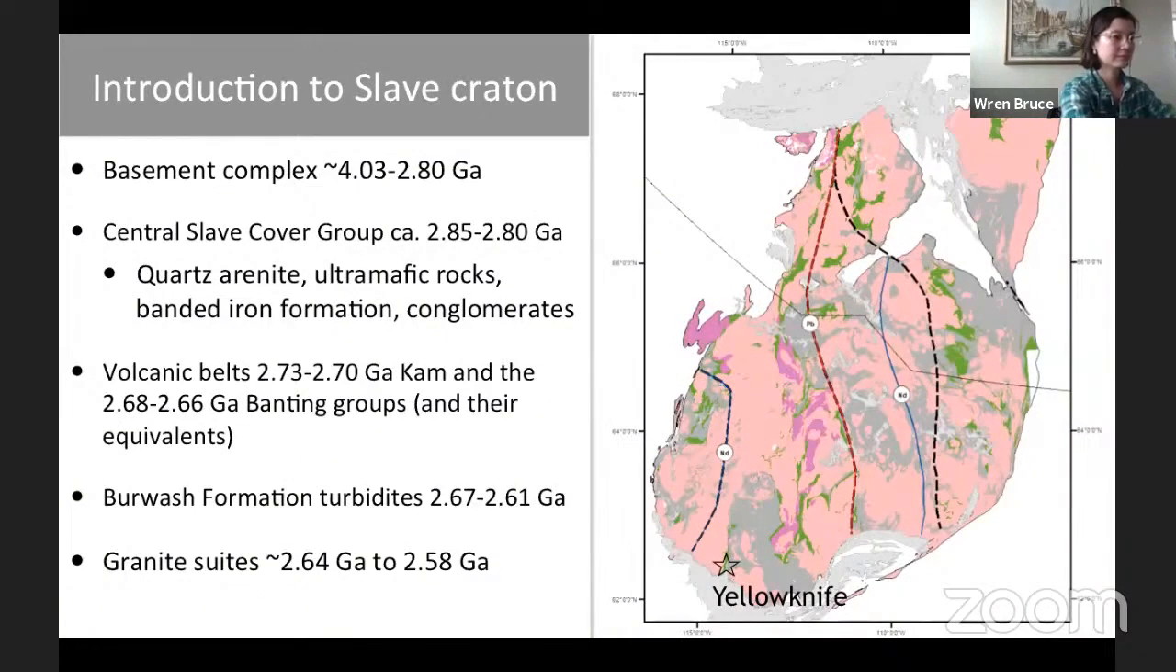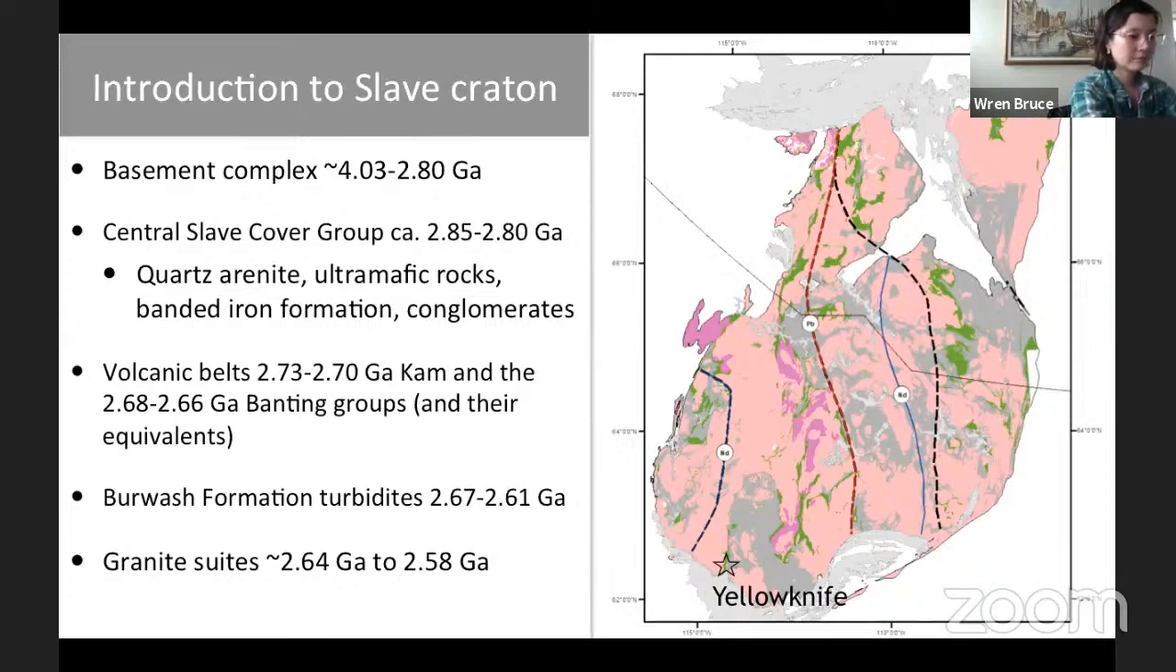All right, so jumping into the geology of the Slave Craton. On this simplified map, the rocks in purple represent the basement complexes and the oldest rocks in the Slave Craton. This is the Acasta gneiss at 4.03 billion years, down to other intrusive rocks as young as 2.8 billion years old.